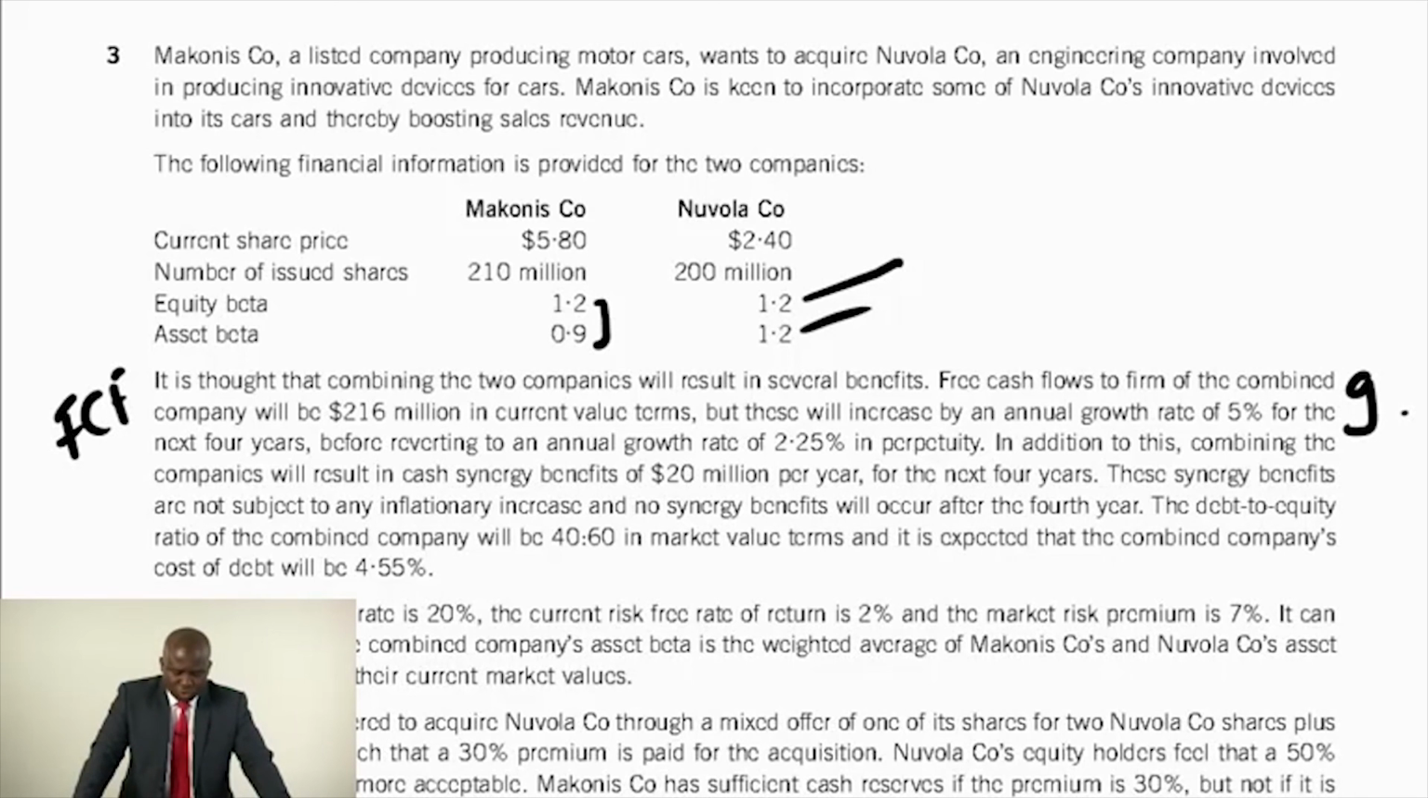It can be assumed that the combined company's asset beta is the weighted average of Marconi's and Novola's asset betas, weighted by their current market values.